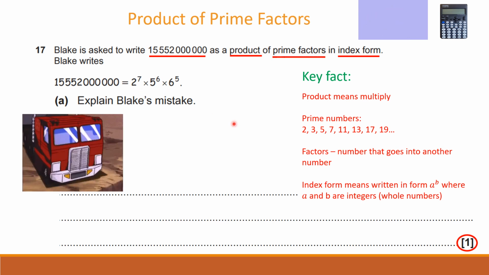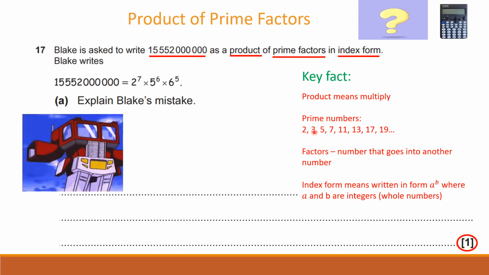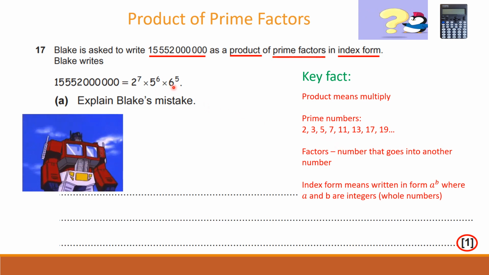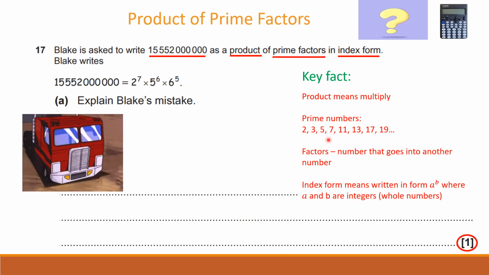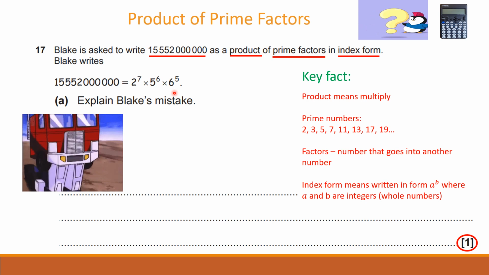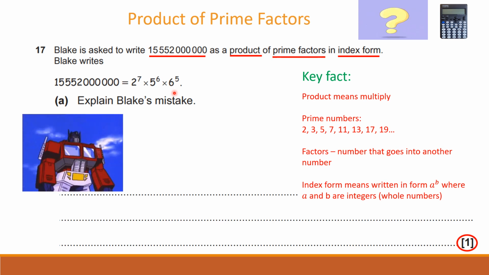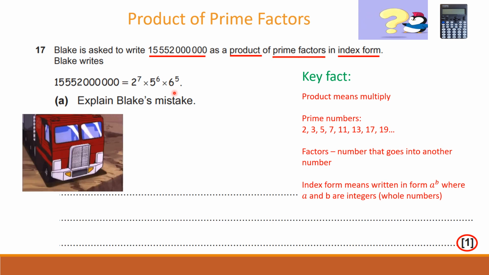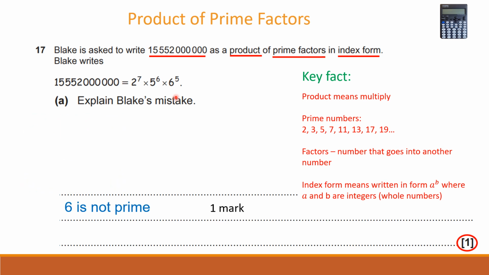So 2 is prime. Yes, it's in my list over here. 5, it's prime. It's in my list over here. Got 6. Look along here. It goes 2, 3, 5, 7. 6 is not a prime number. 6 can be divided by 1, 6, 2, and 3, which means that 6 is not prime. So for 1 mark, you will get the answer of 6 is not prime, and that will give you your answer mark for 1 mark.